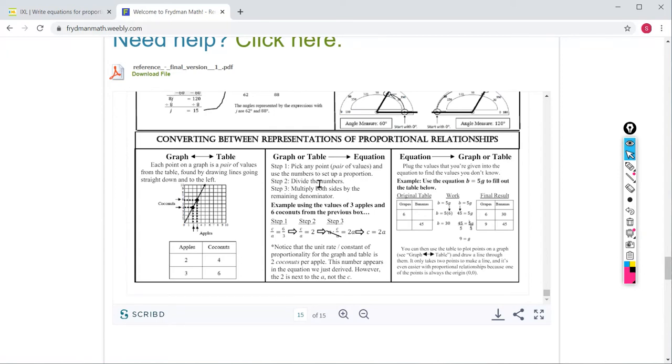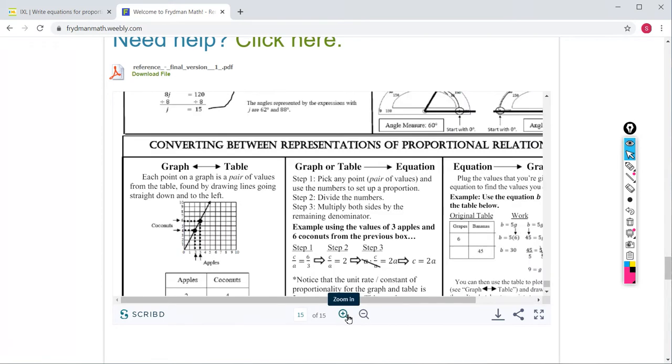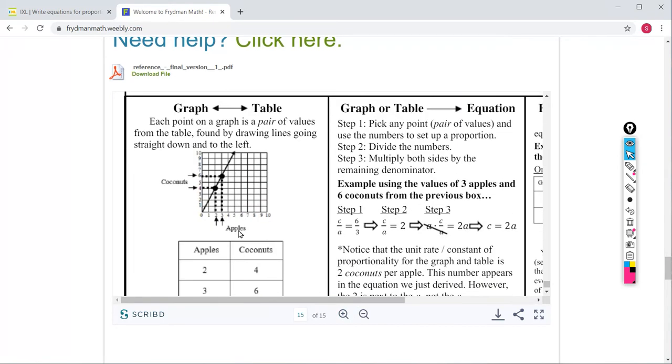Step 2, we divide the numbers. Step 3, we multiply both sides by the remaining denominator. So here's an example using the values of 3 apples and 6 coconuts from the previous box. So you look at the previous box over here. Here's the previous box where we have this graph here and also this table. And we can see, it's a little small here. I can make it bigger. According to this graph, 3 apples corresponds to 6 coconuts.